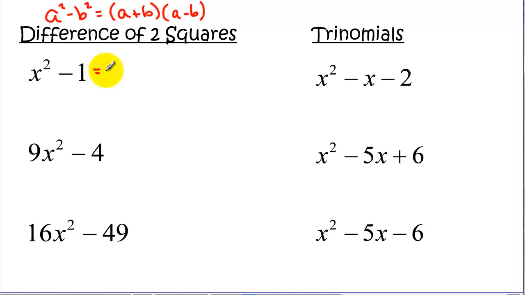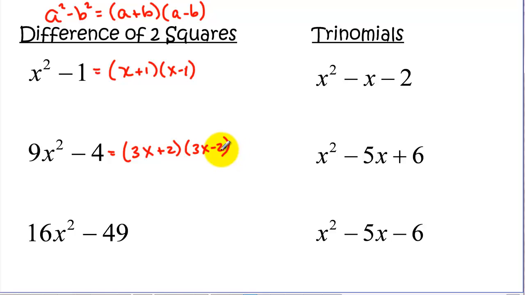So remember, this is going to factor into x plus 1 times x minus 1. Here, the square root of that is 3x, so we've got 3x plus 2 and 3x minus 2. Down here, square root of both pieces, we're going to have 4x plus 7 and 4x minus 7.